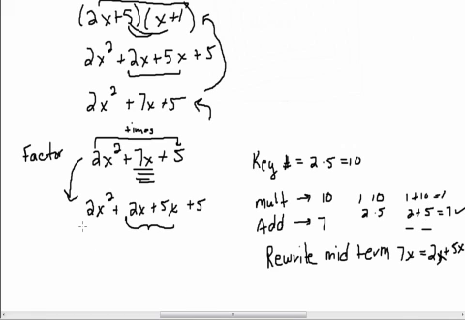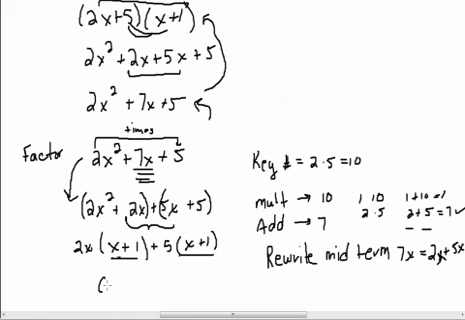Now I'm going to factor by grouping, the technique that we did in the last video. So let's group the first two terms together and the second two terms together and take out the common factor. With the first two terms I can take out a 2x, and I'm left with x plus 1. Second group, bring down that plus, I can take out a 5, and I'm left with x plus 1. So I have a common factor of x plus 1, and what's left is 2x plus 5.